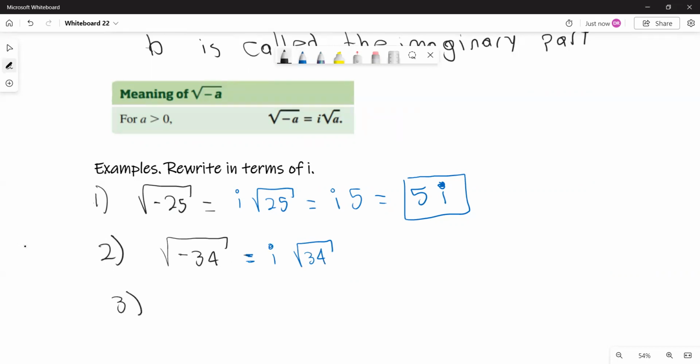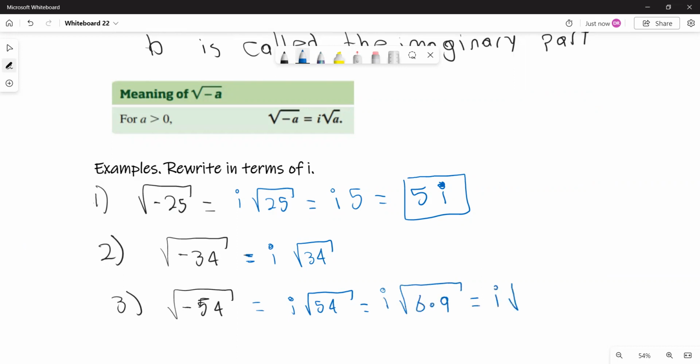And 3, the square root of negative 54. Okay, so this is i times the square root of 54. But 54 is 6 times 9. So we can rewrite this as i times the square root of 6 times 9, and we can separate the square root, since they are both positive, into the square root of 6 and the square root of 9. But the square root of 9 is 3. So the answer is going to be 3i square root of 6.